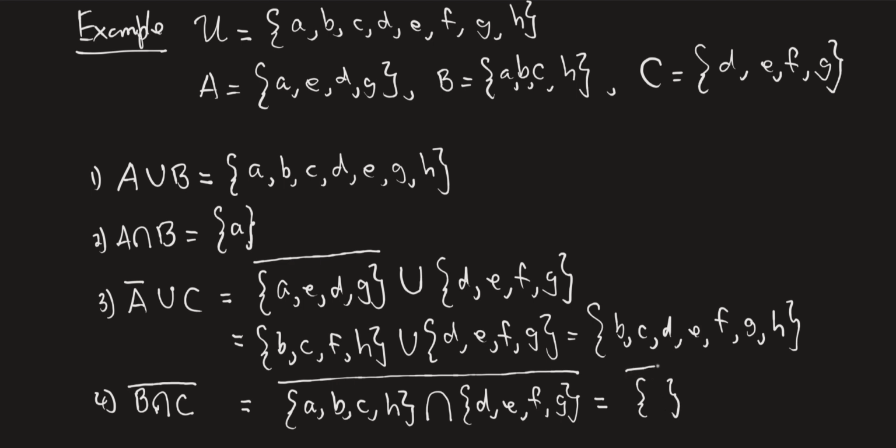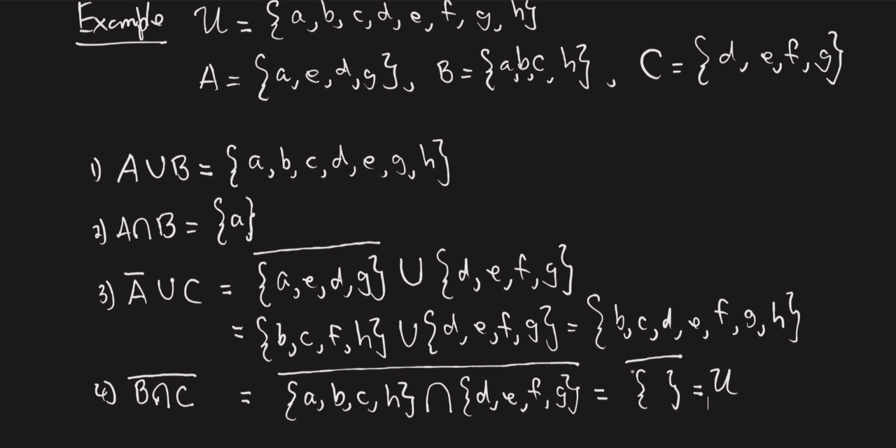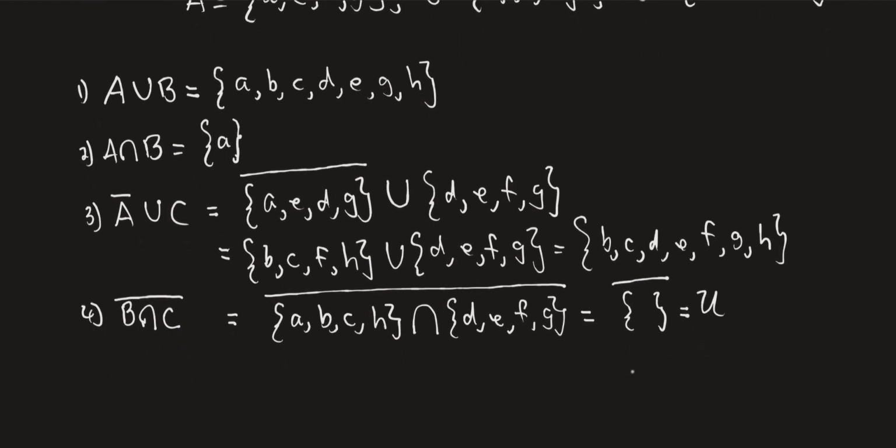But then I have to take the complement of the empty set. And as I said earlier, the empty set and the universal set are like opposites of each other. So if you take the complement of the set that has no elements in it, you're going to end up with the set that has all the elements under consideration. So here you'll end up with U, right? So that wraps up the 4 examples.